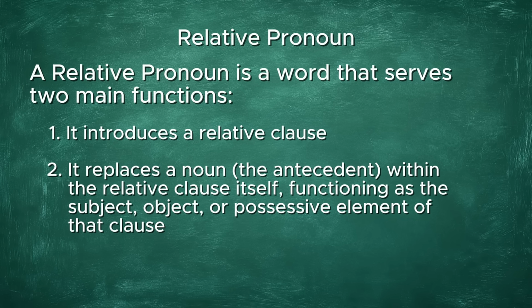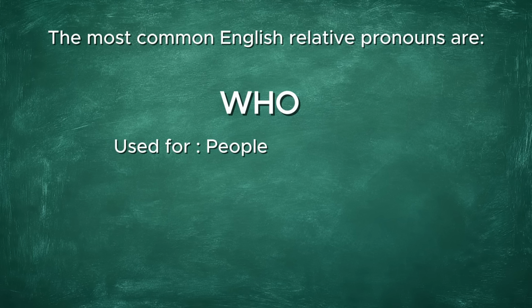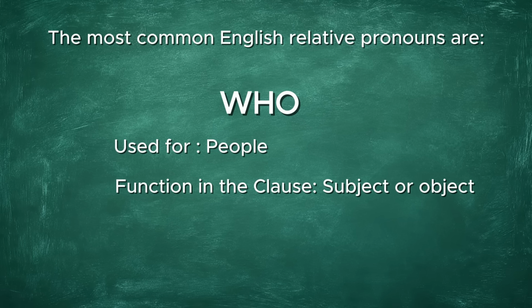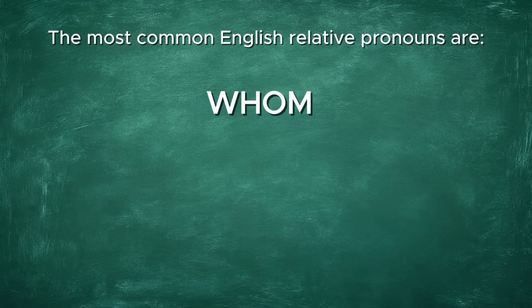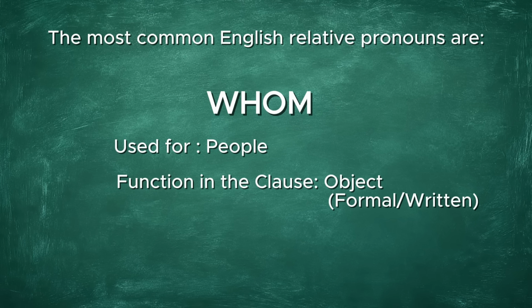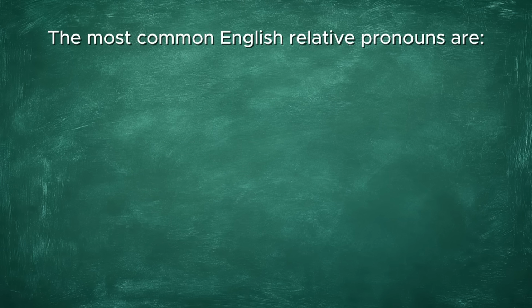The most common English relative pronouns are: who, used for people, function in the clause: subject or object. The person who called left a message. Whom, used for people, function in the clause: object, formal or written text. Example: the woman whom I met was kind.